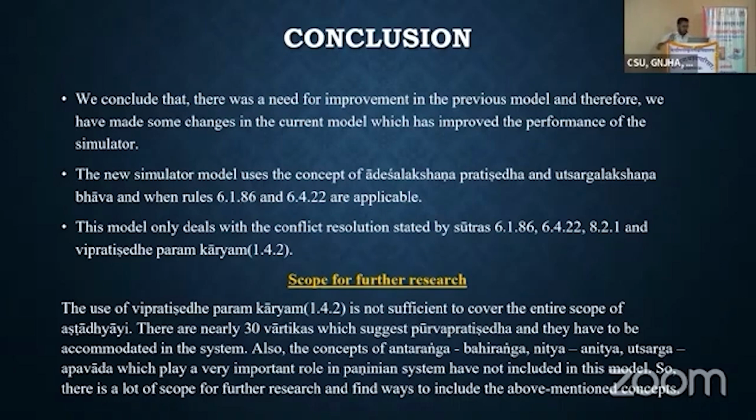As we know, Vipratishedhe Param Karyam alone is not sufficient to deal with all the word forms in the Astadhyayi. So we have to include the Vartikas prescribing Purva Pratishedha. There are nearly 30 Vartikas given by Katyayana which advise us to do Purva Pratishedha, and we have not yet included those Vartikas in our model.